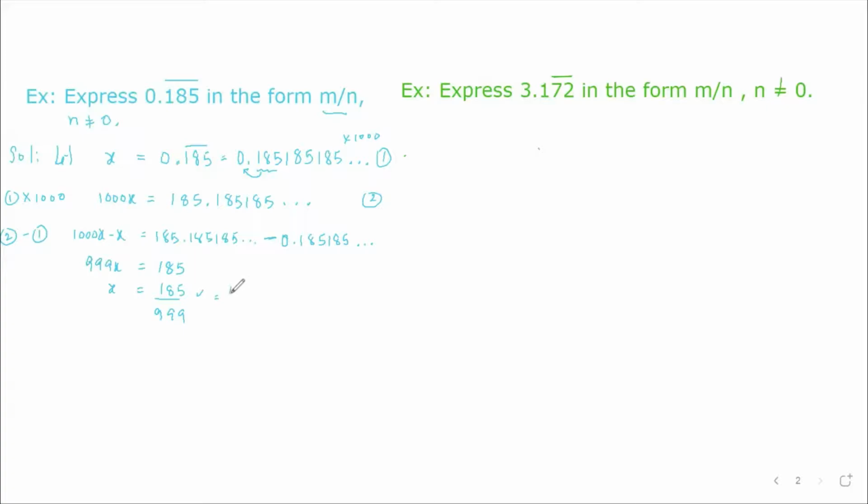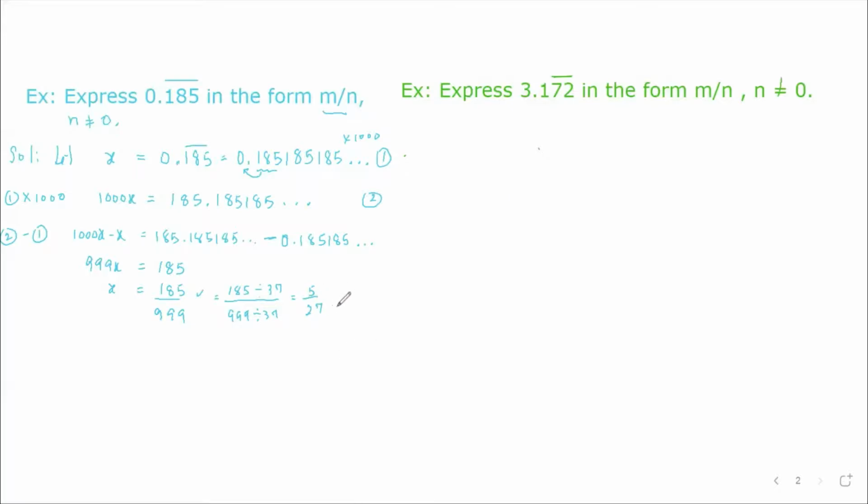So 185 divided by 37 on top, and 999 divided by 37 on the bottom. You are left with 5, right? 5, 25, 50, 185. And the bottom is going to be 27. So you see this is equal to the previous example, when we had the fraction 5 over 27 equal to 0.185 repeating decimal.